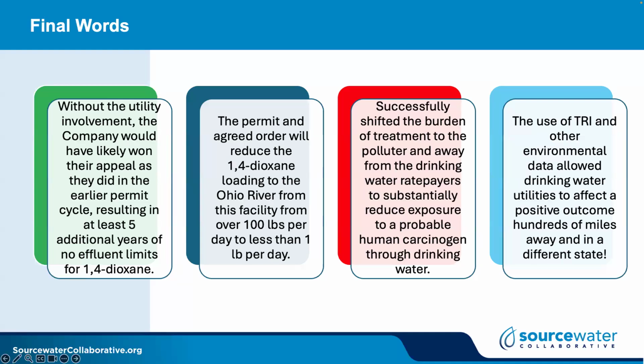And just to reiterate, the use of TRI and other environmental data from other sources, especially within US EPA, helped us affect a positive outcome, despite the fact that we're almost 200 miles downstream and in a completely different state. That's it. Wow, thanks so much, Rich. That was really helpful in terms of understanding what you were able to do, what you can do, and providing some suggestions for other people that might be making comments.